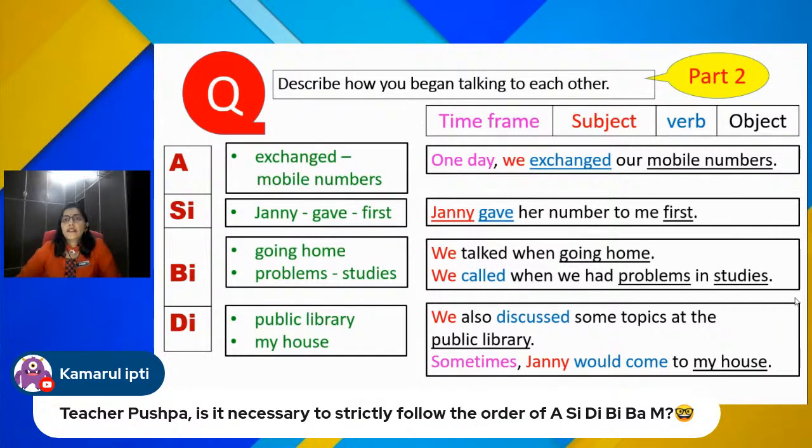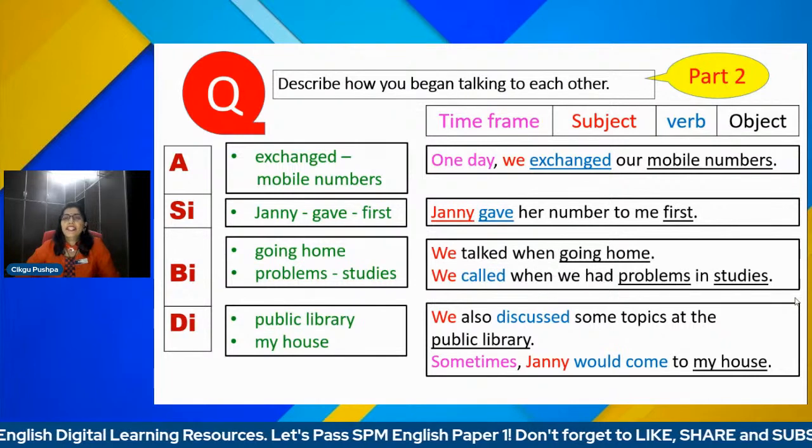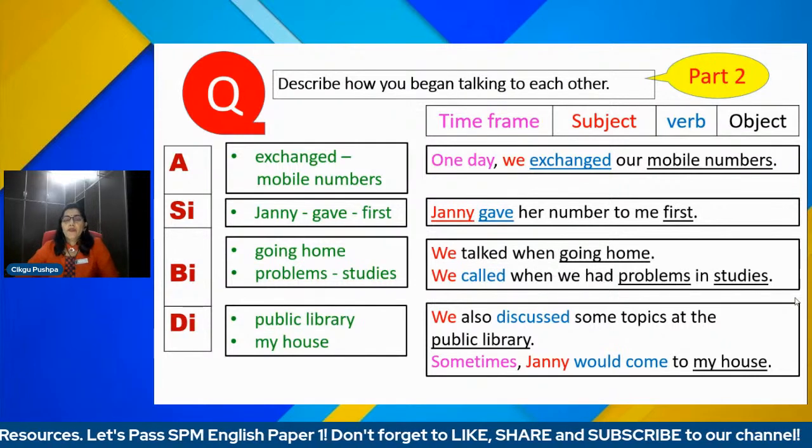Teacher Pushpa, is it necessary to strictly follow the order of... All right, now this is a good question, Kamarul. Okay, thank you for asking. Now, ACBD BAM is just a formula, right? If you want to follow this, yes, no problem at all. But if you suddenly don't have any idea, for example, for bila, you just skip that. You can move on to D, right? So it is not a must for you to strictly follow ACBD BAM. This is just a guideline for you to generate ideas. Okay, thank you.